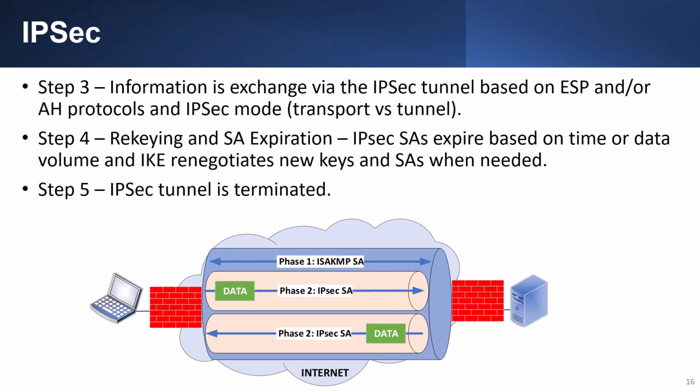Step 3, information exchange via the IPSec tunnel based on ESP and/or AH protocols and IPSec mode, transport versus tunnel. Step 4, rekeying and SA expiration, where IPSec SAs expire based on time or data volume, and IKE renegotiates new keys and SAs when needed. Step 5, the IPSec tunnel is terminated.